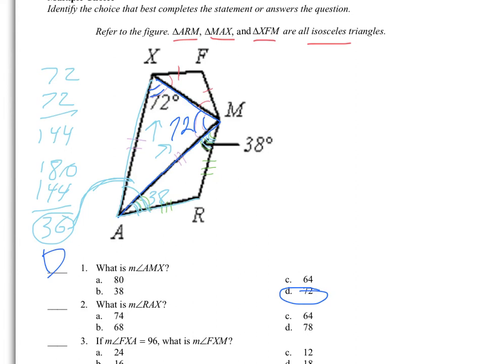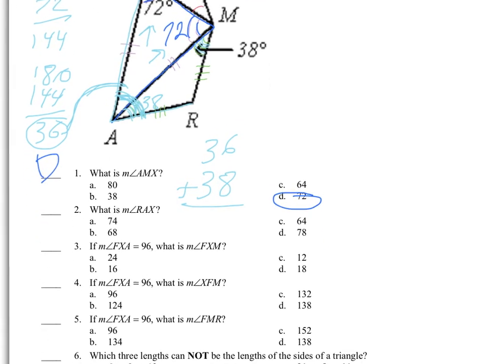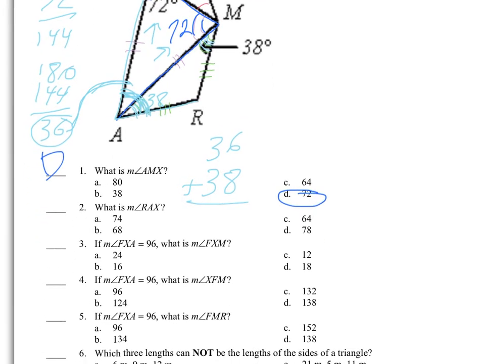So in order to find the entire angle, we're going to add 36 plus 38, which gives us an answer of 74, A. Okay?